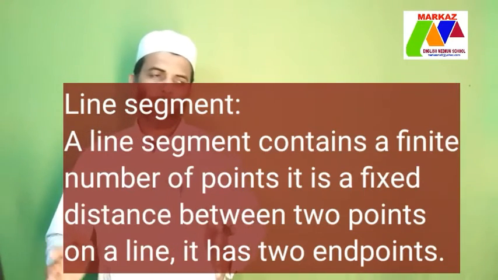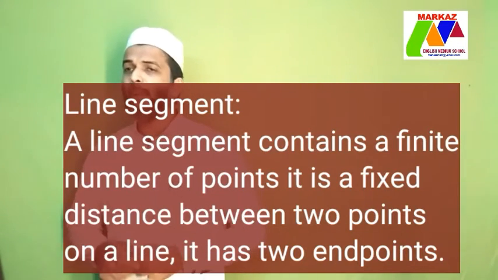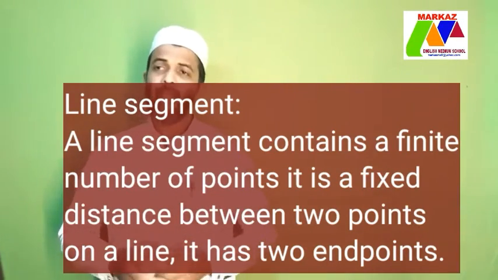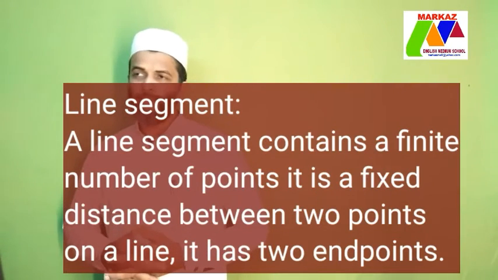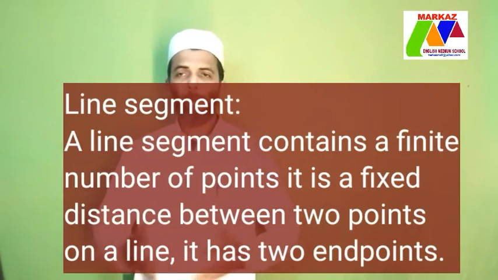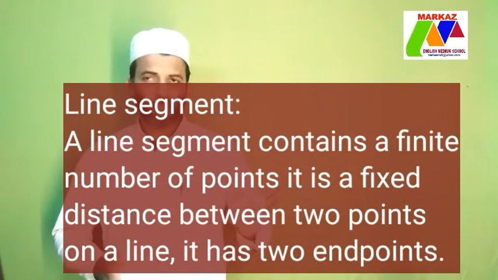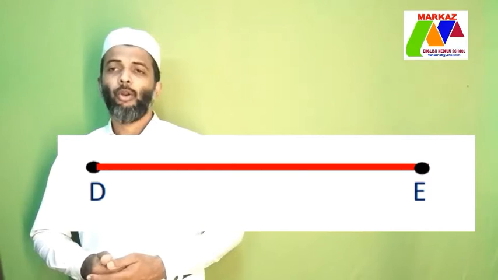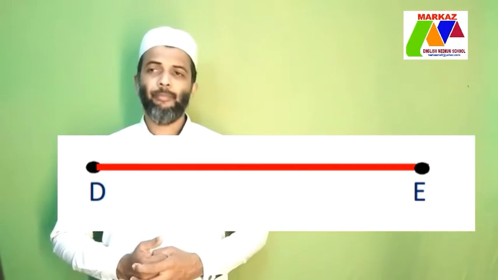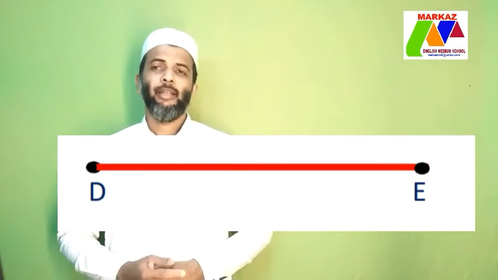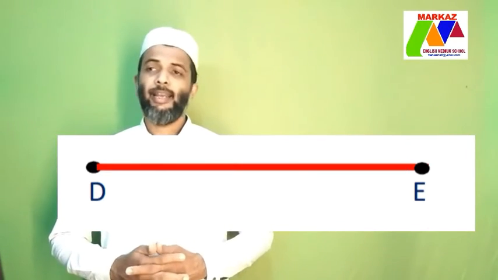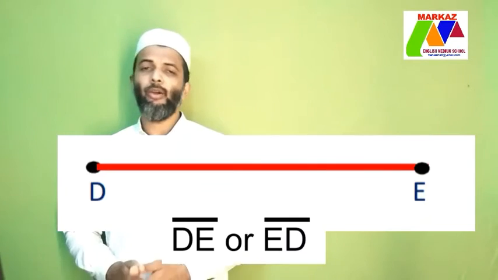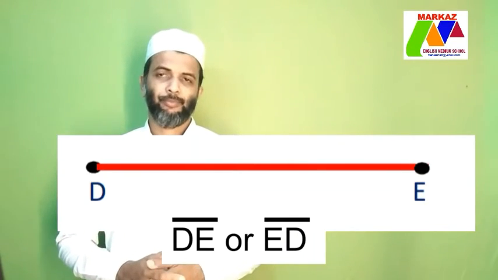A line segment contains a finite number of points. It is a fixed distance between 2 points on a line. It has 2 endpoints. Look at the screen. Draw line segment and name DE. Here, DE is a line segment. It is written as line segment DE or ED.